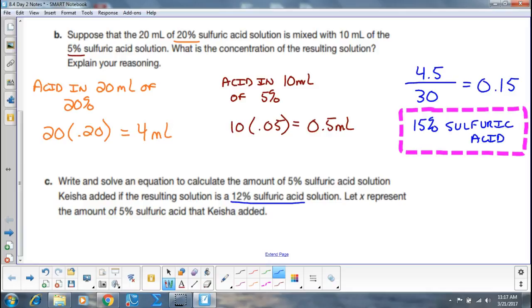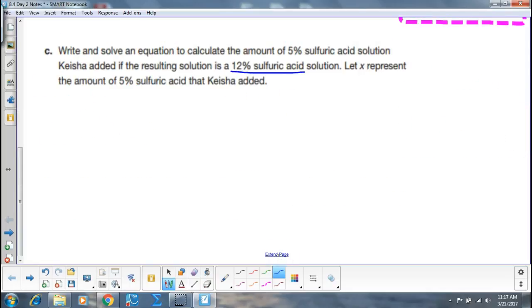Okay? So here's how I go about doing this. In my brain, I'm sitting in the chem lab, and I've got a beaker of 20% solution, and a beaker of 5% solution, and I'm going to pour them both into a third beaker, or jug, whatever you want to go with. So I'm actually going to draw out 3 beakers.